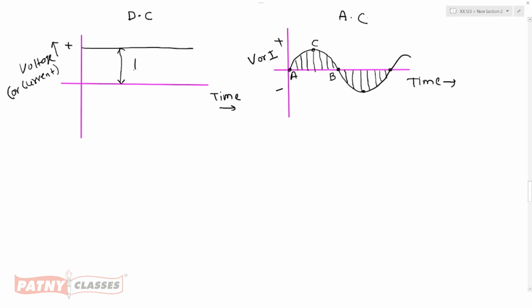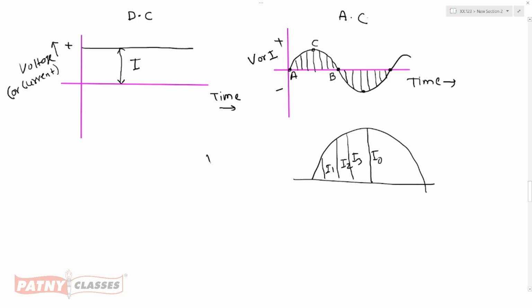Here we take the current I. Suppose I take the half cycle here, then here is the magnitude of current I1, here is the magnitude of current I2, here is the magnitude of current I3. This is the largest value, that is denoted by I0 or Imax, the largest value of the current. Similarly for voltage, the largest value of voltage can be denoted as V0 or Vmax. Then again here is I4, I5, etc.